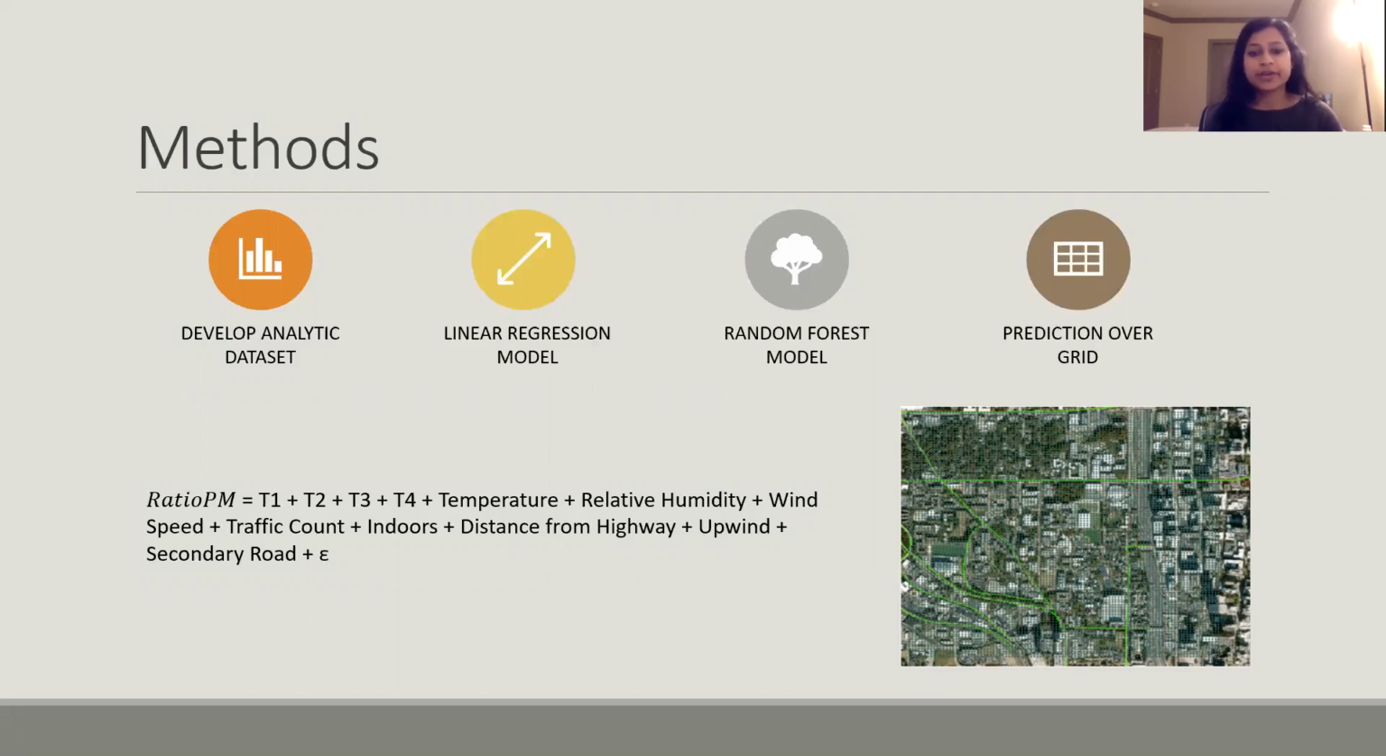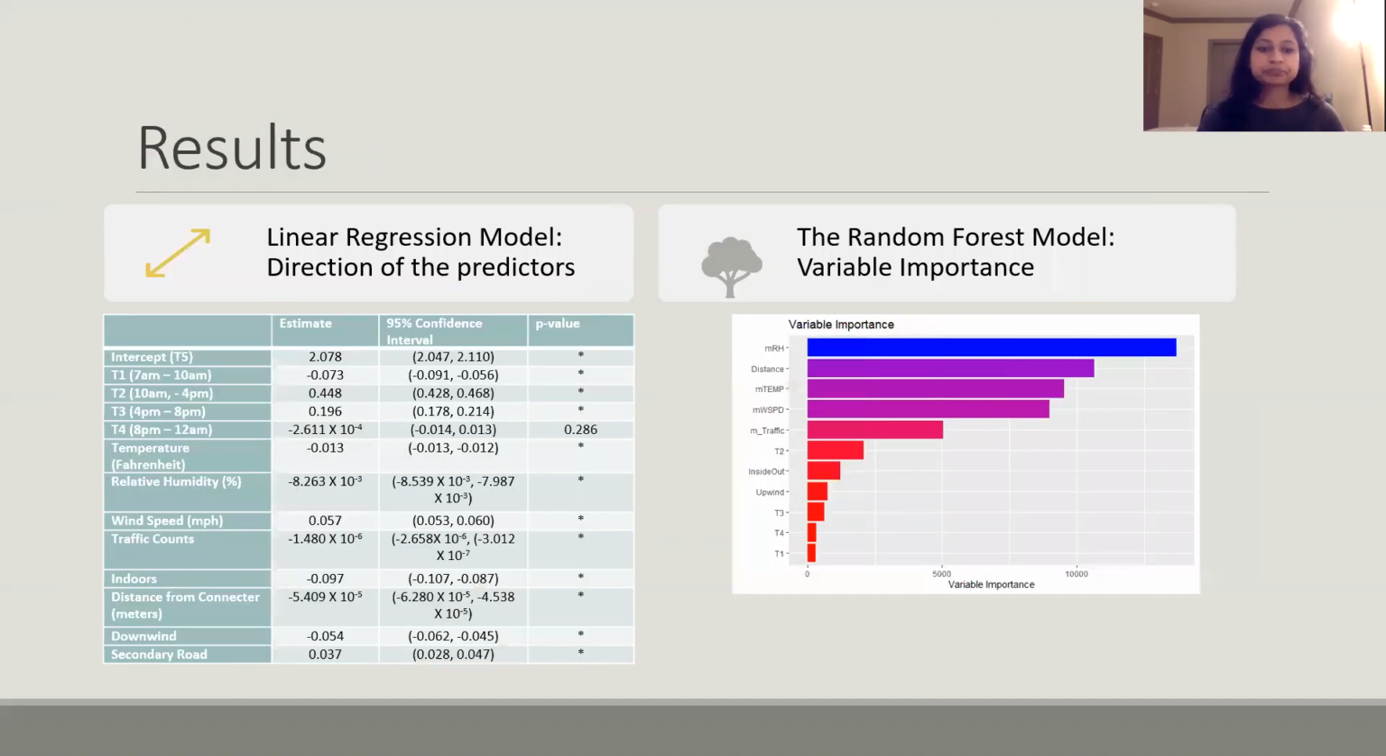And finally, we created a 100 by 100 grid that was overlaid on the Georgia Tech campus as shown here. Each grid cell measured an area of 18 by 18 meters. We used the model to predict ratio PM values for each of the grid centroids.